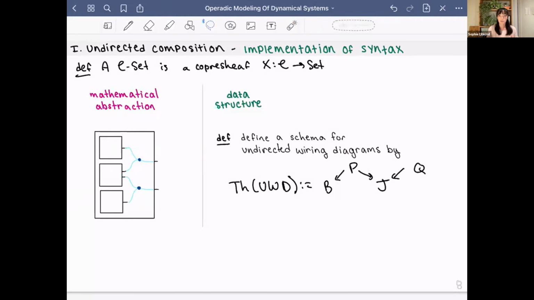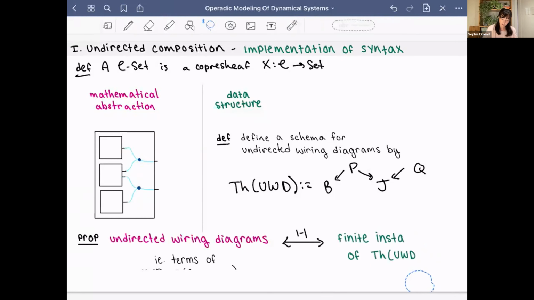And to make this correspondence between the mathematical abstraction and the data structure concrete, we have this proposition, which says that we have a one-to-one correspondence between undirected wiring diagrams, remember, the terms of our operad, and finite instances of the schema. What we mean by finite instances is we take the free category on the schema and look at finite C-sets over it. So C-sets that factor through FinSet up here.